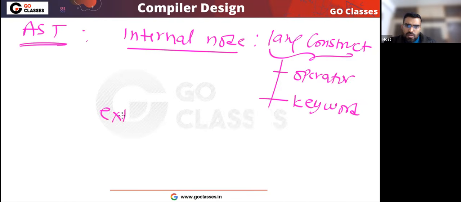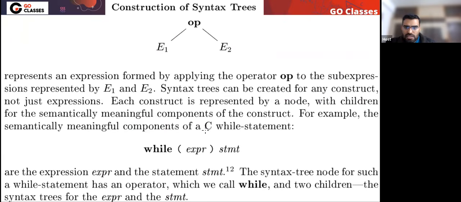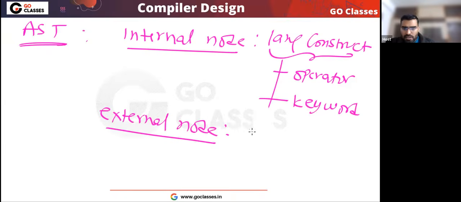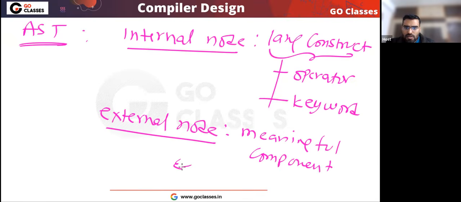And what is the external node? The internal node is the language construct, while the children are some meaningful components, for example your identifiers, your actual values. So this is your abstract syntax tree.